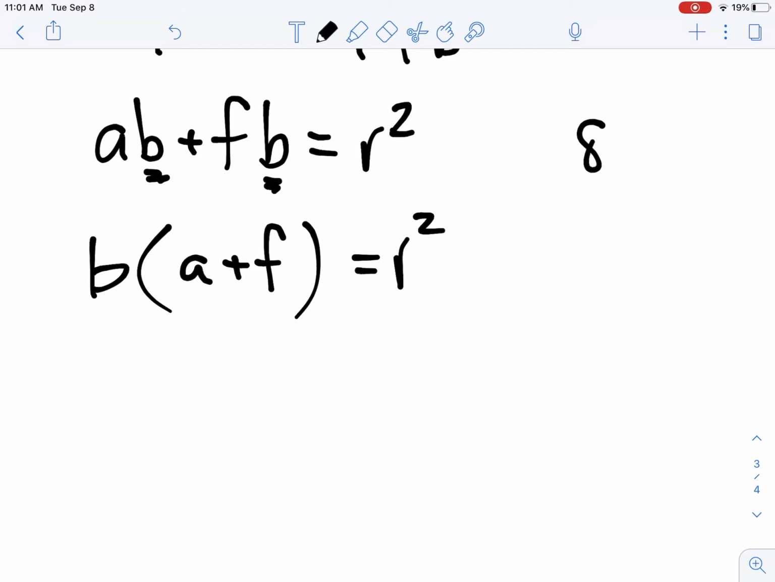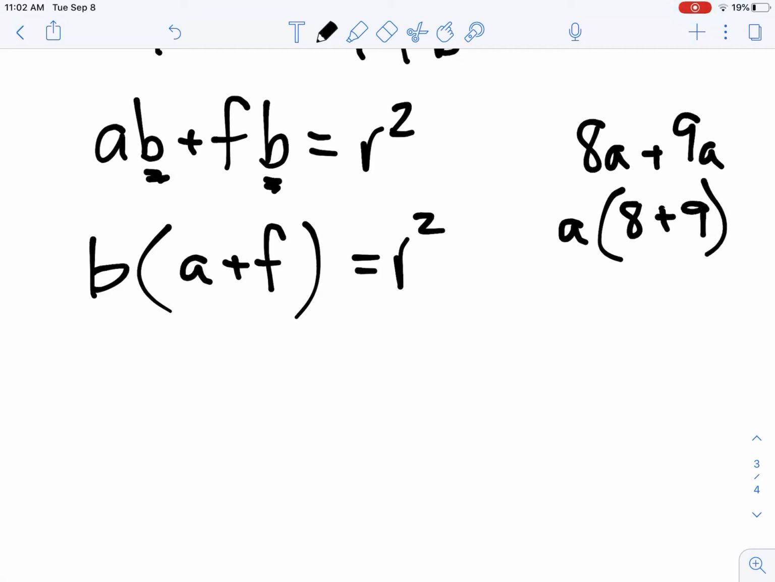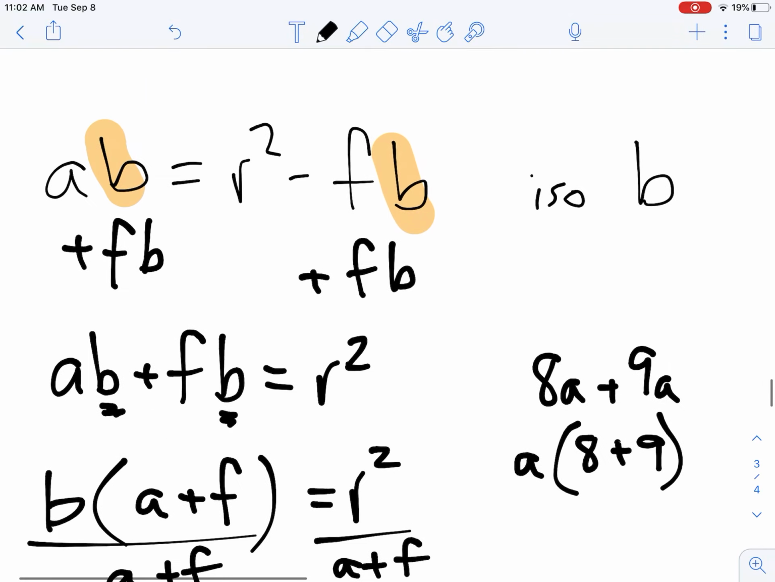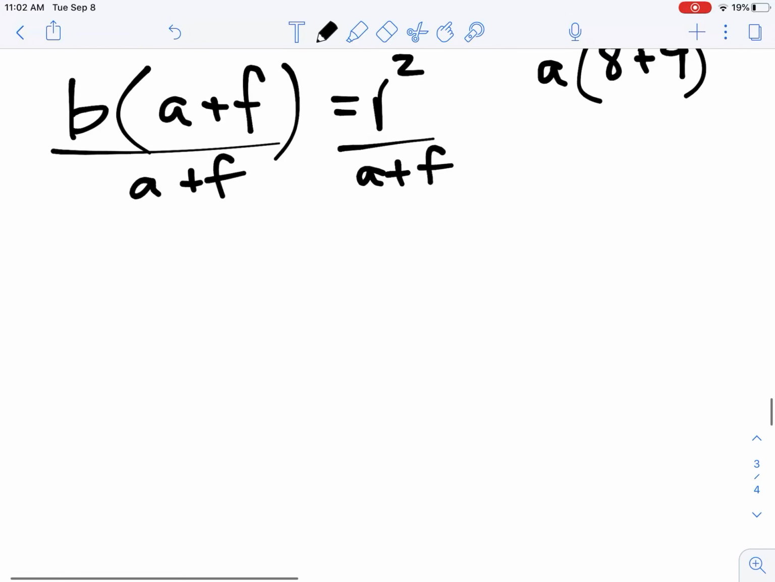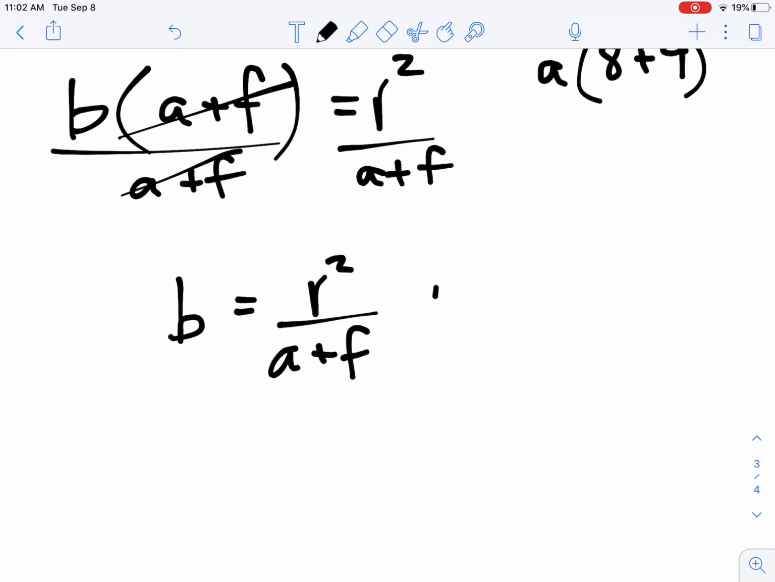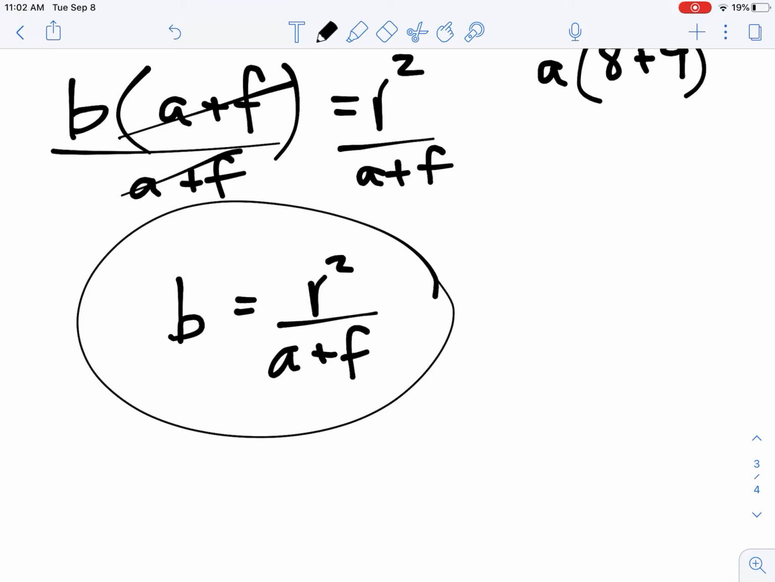In the same way, if you had 8a plus 9a, you could do reverse distribution and go a parentheses 8 plus 9. Here we did b parentheses a plus f. Now I'm going to divide by a plus f. I'm trying to isolate b. So this cancels, so b is r squared over a plus f. And there's my answer. Those are challenging problems.